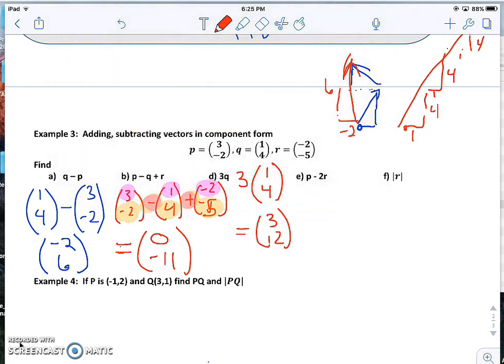So we have p minus 2r. So p minus, and if I double r, negative 4, negative 10. So again, now we just take those x parts here. So 3 minus negative 4, that would be 7. Negative 2 minus negative 10, so plus 10, so we have 7, 8.